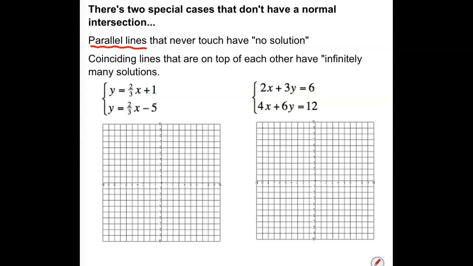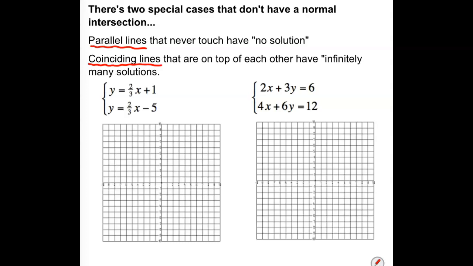The second situation is what we call coinciding lines, and those are two lines that when you graph them, they actually land right on top of each other. And in that case, every point on the first line is also a point on the second line, so we have an infinite number of solutions.